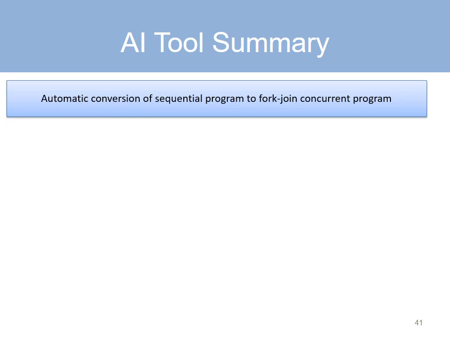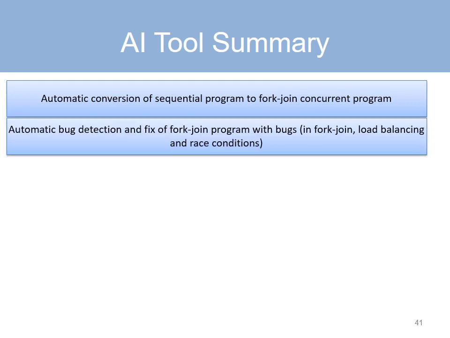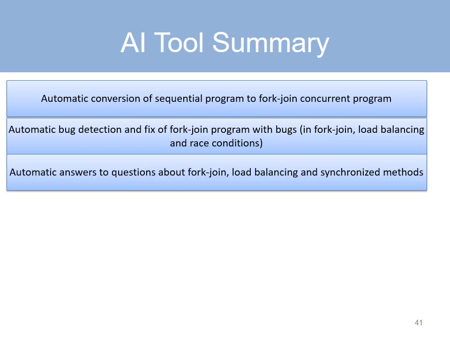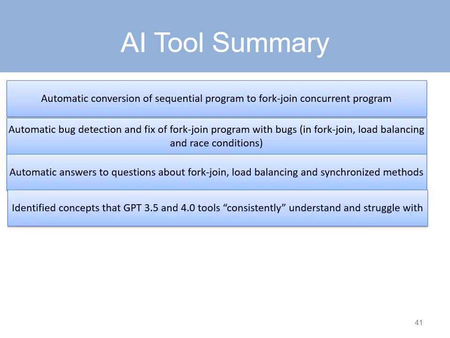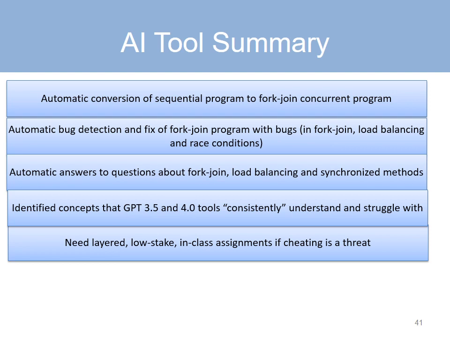And you can use the logging infrastructure to understand training effort and the AI tool. It seems, and I think that's going to be true for other examples too, that converting sequential programs to fork-join concurrent programs, at least with Java thread abstractions, is going to be a no-brainer for these tools. Fixing bugs also may be a no-brainer, based on my little experience. Automatic answers to fork-join questions and load balancing and so forth, I think will also work out based on my examples. And it seems that there's consistency there. One of the problems people have with AI is that sometimes it gives one answer, sometimes another, but at least with two examples, 3.5 failed for the exact same concepts. And against cheating, we need layered low-stake in-class assignments.